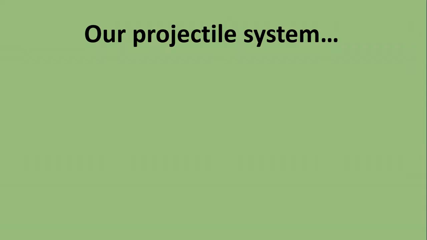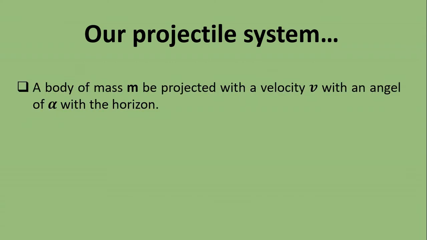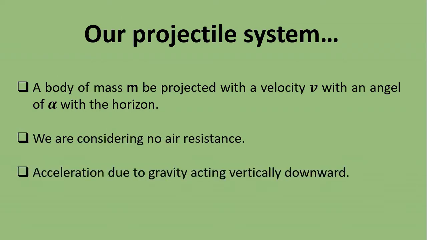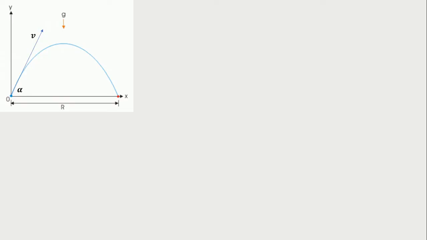But what is our projectile system? Here we are considering a body of mass m projected with a velocity v at an angle alpha with the horizontal, and we are considering no air resistance. And third, the acceleration due to gravity acting vertically downward, that is g. So this is the projectile motion path of a particle of mass m. This is the velocity v and this is the angle alpha.